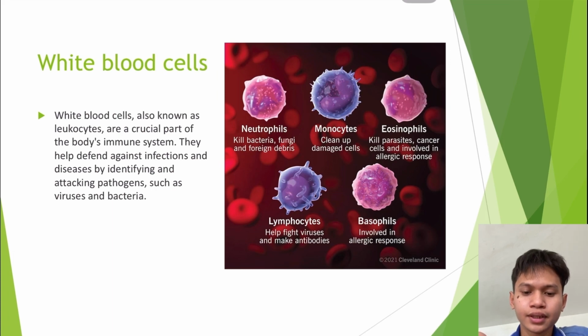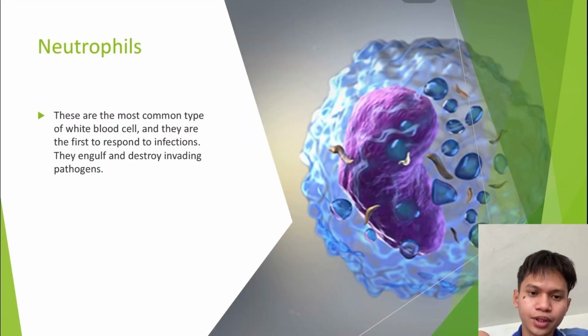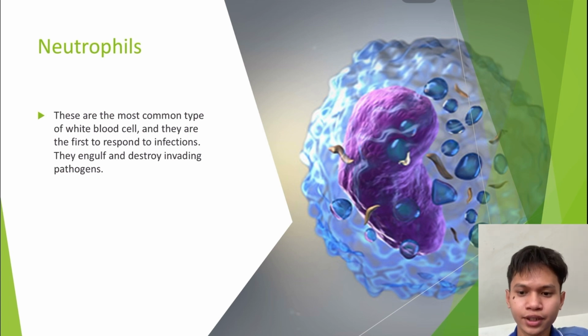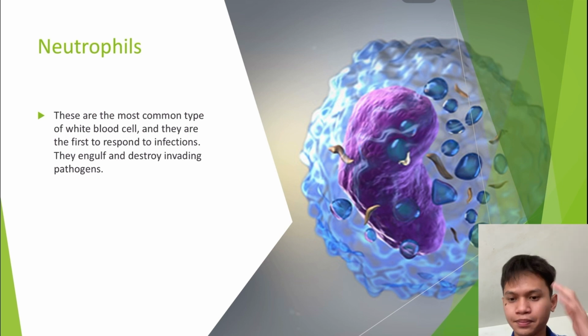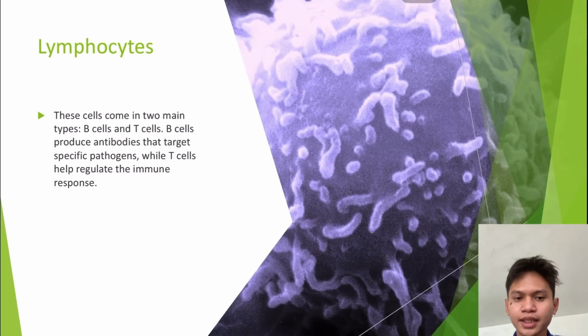The first is the neutrophils. These are the most common type of white blood cells, and they are the first to respond to infections, and they engulf and destroy invading pathogens. Next is the lymphocytes. They come in 2 types, the B cells and the T cells. The B cells produce antibodies that target specific pathogens, while the T cells regulate the immune response.